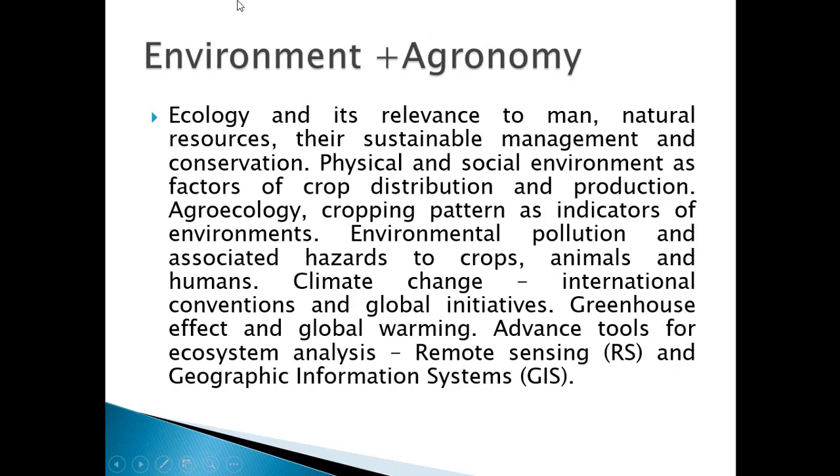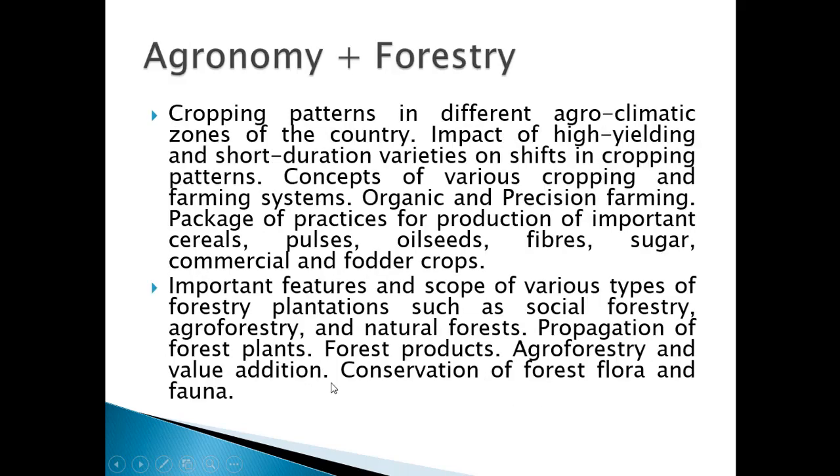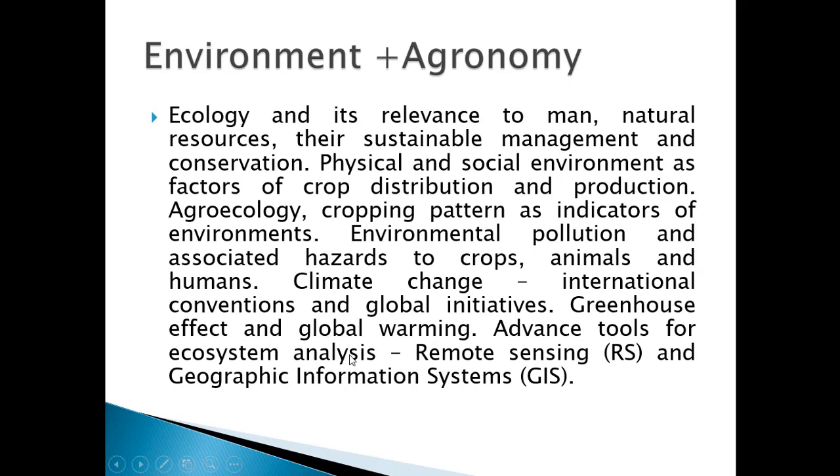Like we know about the syllabus of environment and agronomy in the first part. These topics can be easily prepared from GS3 which we are reading, like the environment portion. These topics will be really helpful, you can read them from that. You can see ecology and its relevance to man, natural resources. These topics can be easily compiled, and environmental pollution, and only these topics you need to do with respect to agriculture, like remote sensing and geographic information system topics, which need to be done specifically.